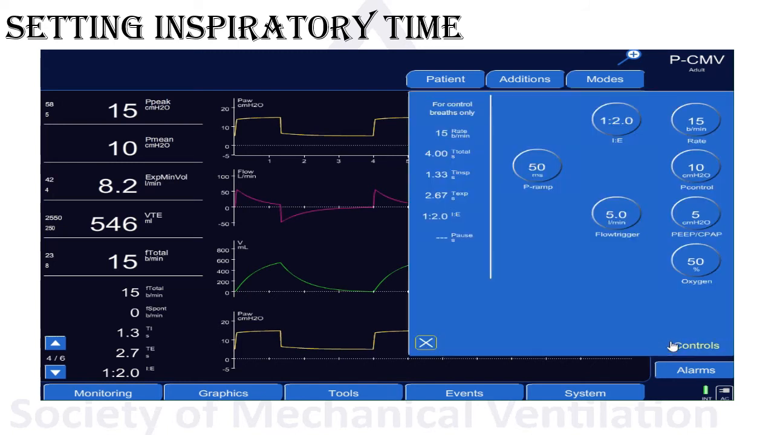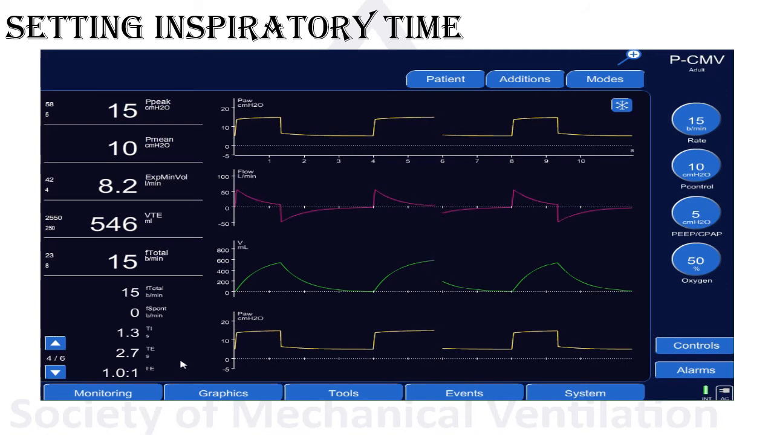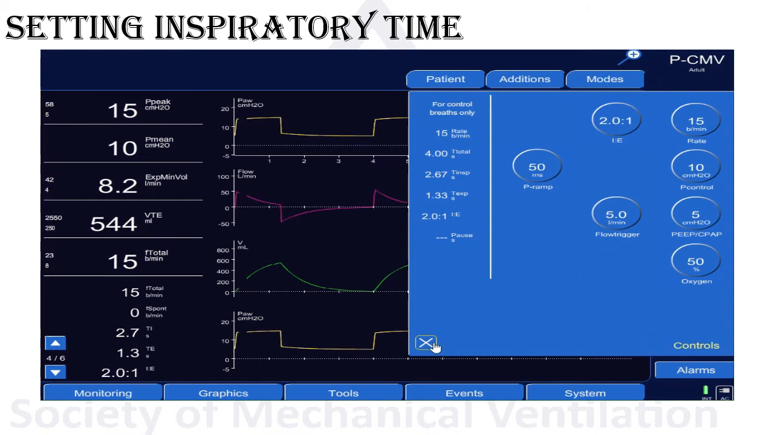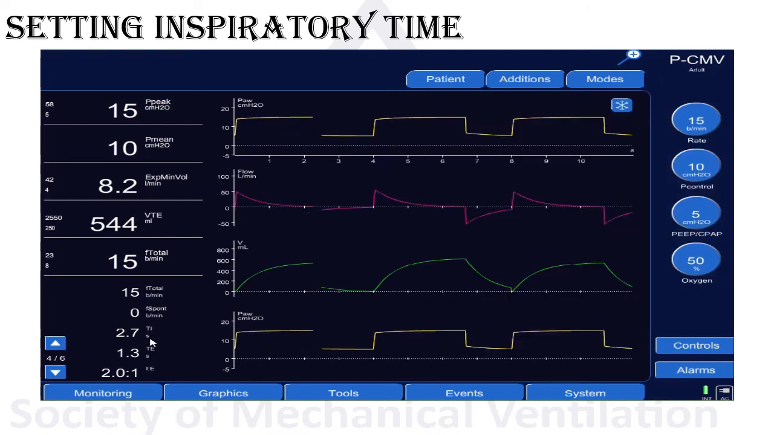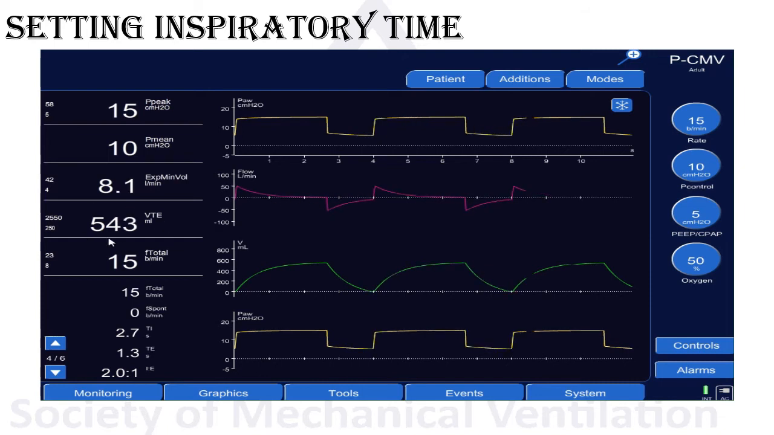So let's make it inverse ratio just to emphasize the point. We'll make it 2 to 1, and the inspiratory time is now 2.7 seconds. So as you can see, we're just doing a pause here, but the tidal volume has not changed much. Okay, what about volume control modes?